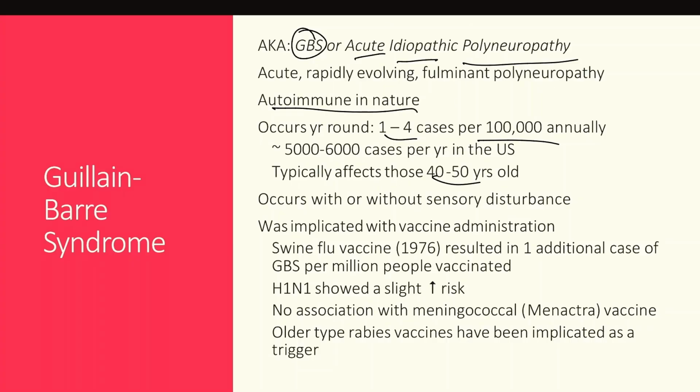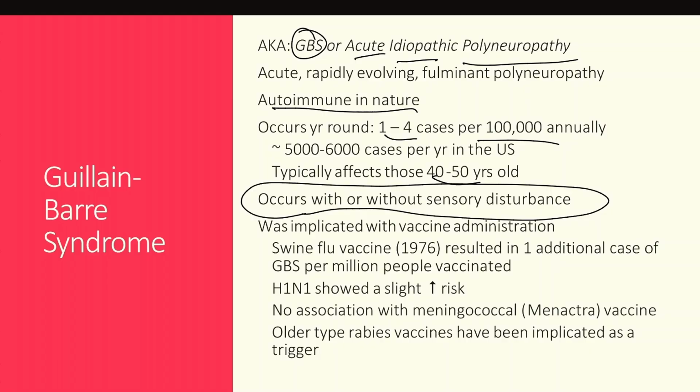Usually 40 to 50 years old, occurs with or without sensory disturbance. So Guillain-Barré, they may not have any sensory issues, but they can't move their legs. But you do your whole assessment, the light touch and pain. Do you feel sharp or dull? Light touch, proprioception, that will all be normal with a Guillain-Barré patient.